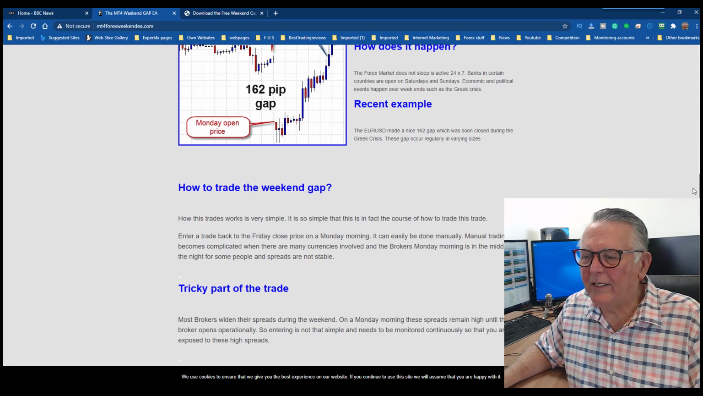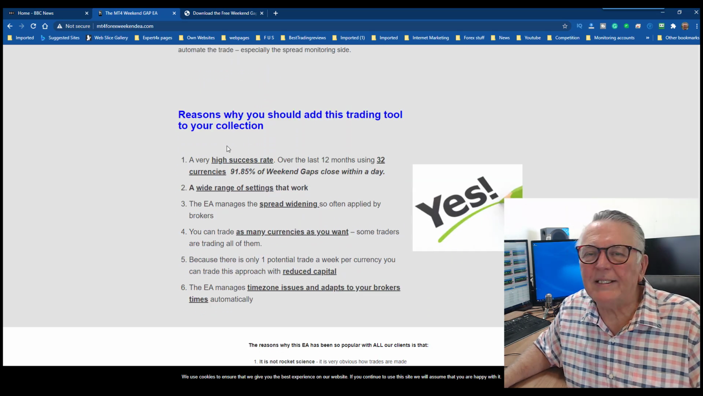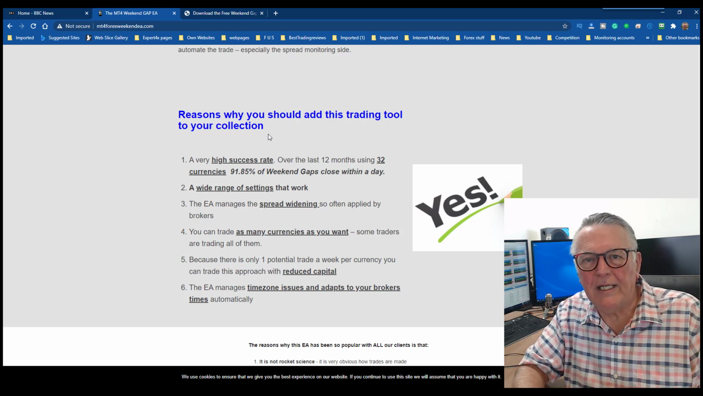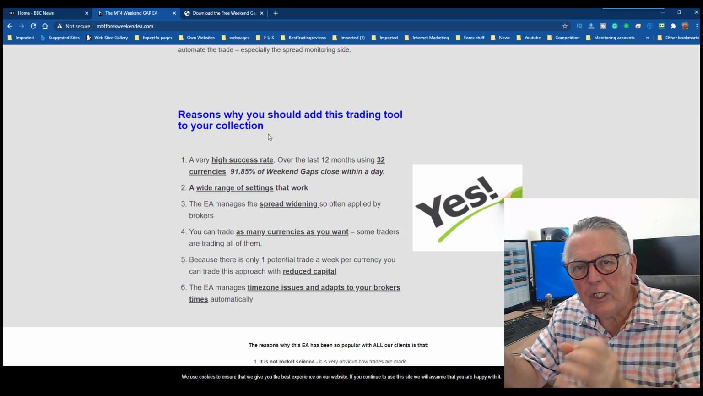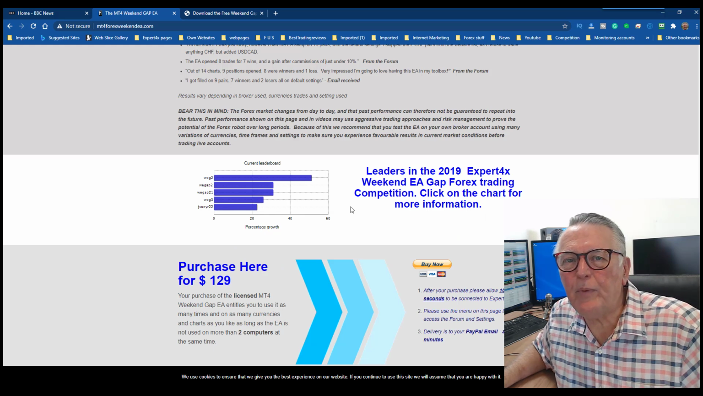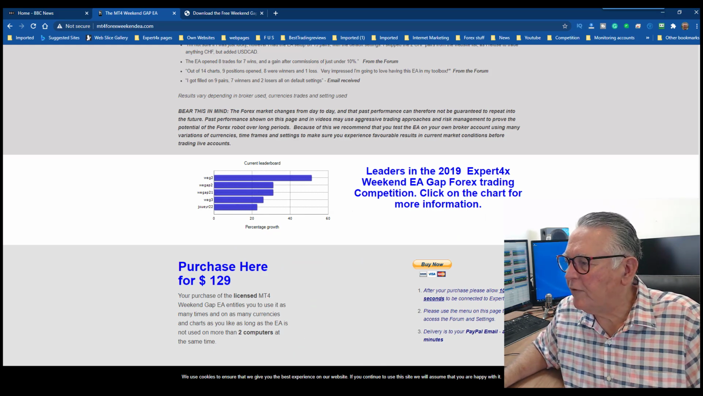So let's scroll down a little bit more, and reasons why you should add this trading tool to your collection. As I say, if you don't have it, as an experienced trader, add it. But if you are new to trading, load this EA and start playing around with it. And as you can see, it's done pretty well in recent competitions that we held for our trading robots.